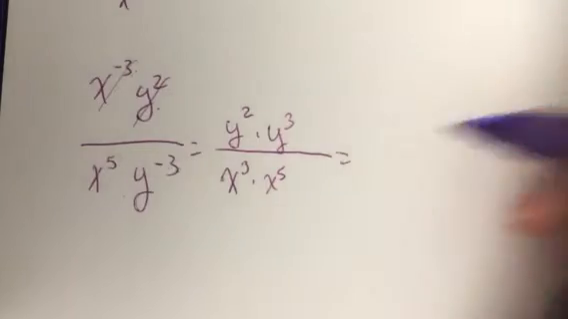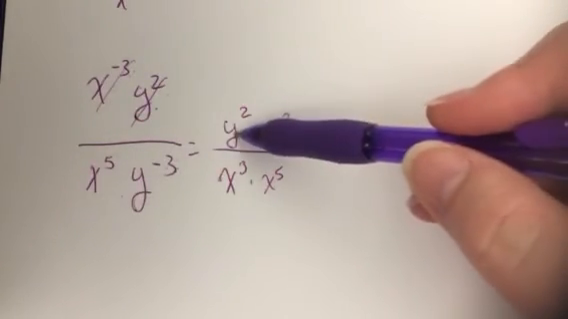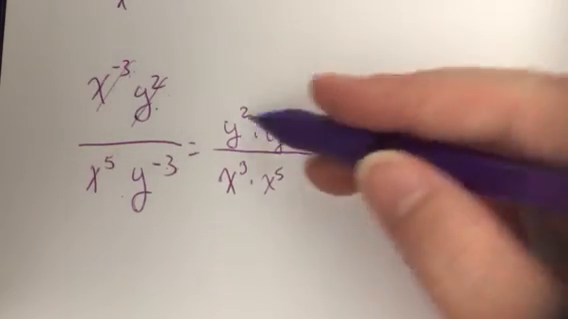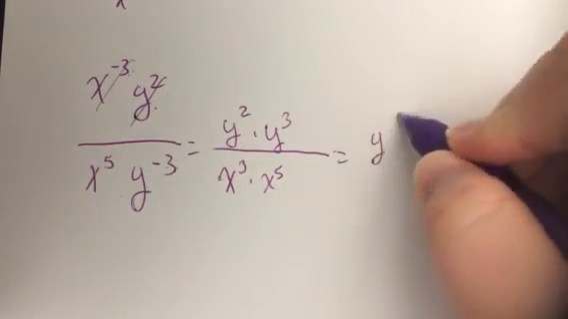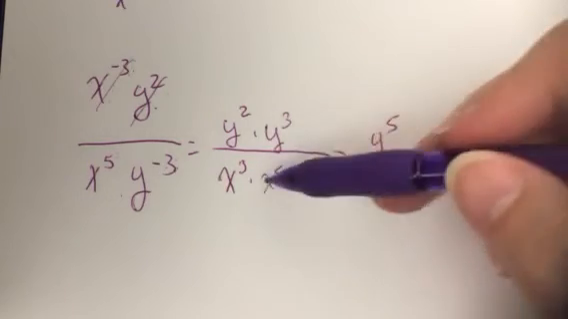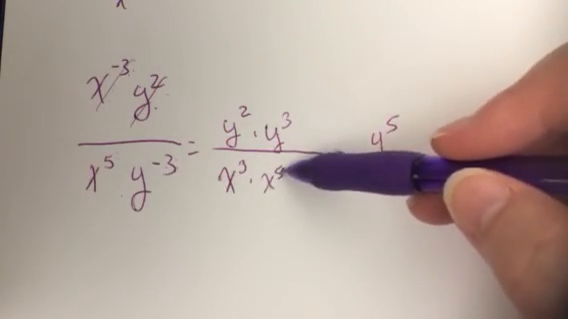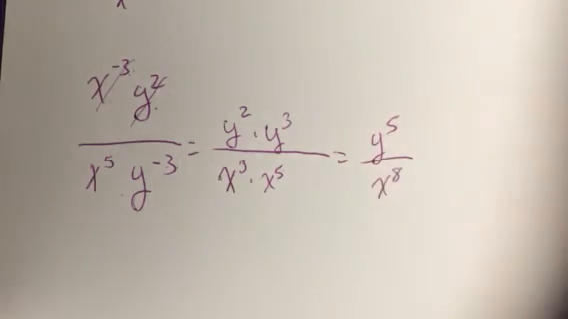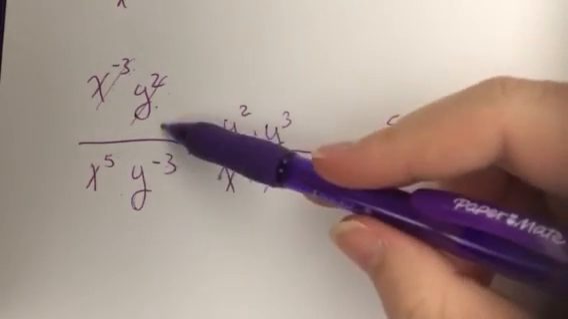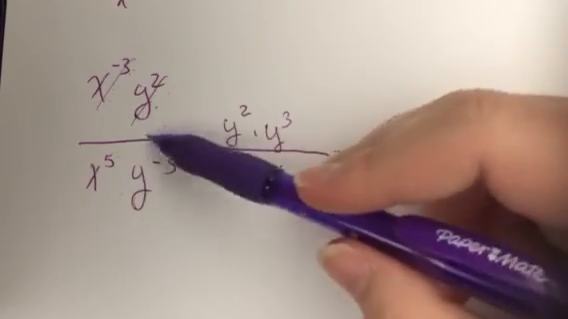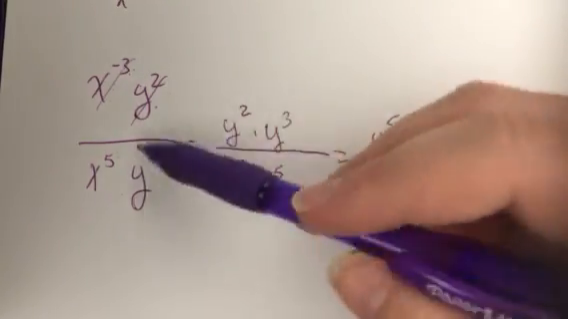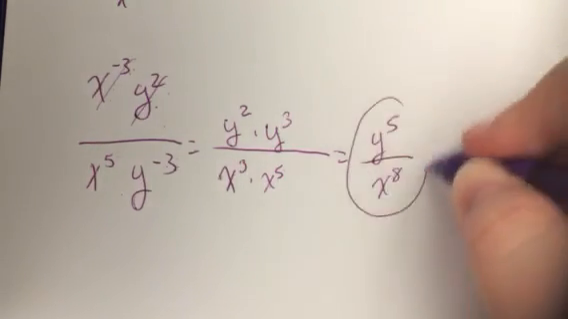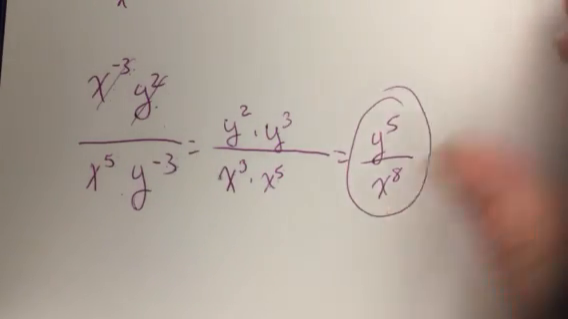Okay, now we can simplify. If you notice here, we've got the same base, positive exponents. Add those exponents together, you get y to the fifth. In your denominator, x to the third times x to the fifth, positive exponents, same base, you get x to the eighth. If you had flipped these instead of moving what needs to be moved, you would have ended up with the incorrect answer. Okay, so your solution is there, y to the fifth over x to the eighth.